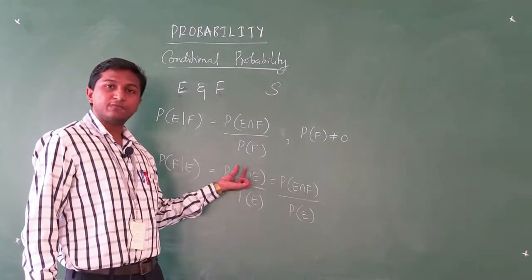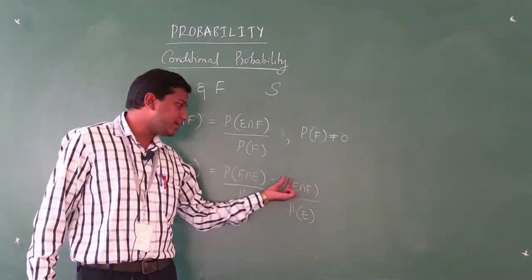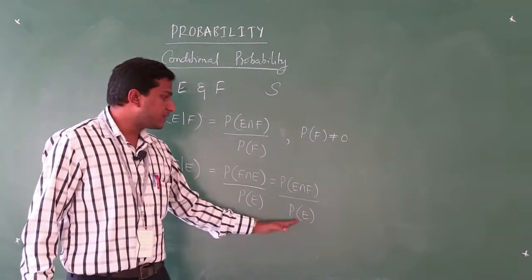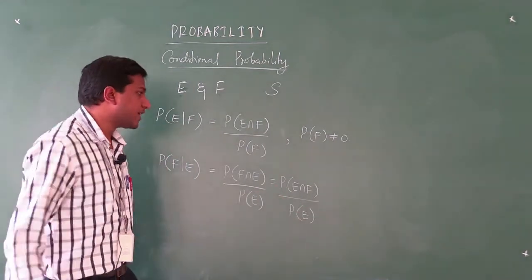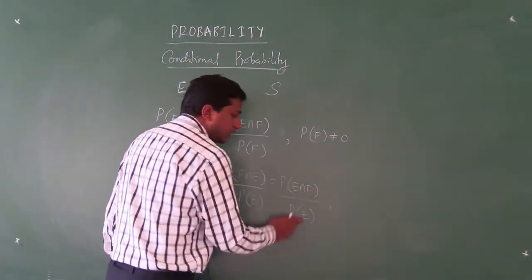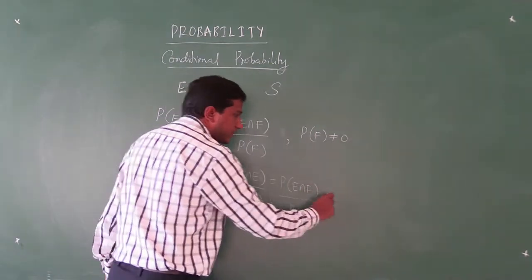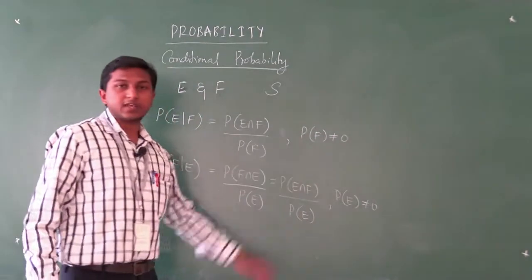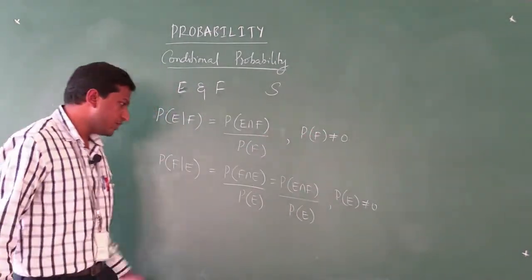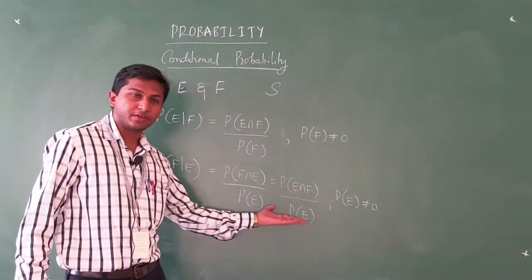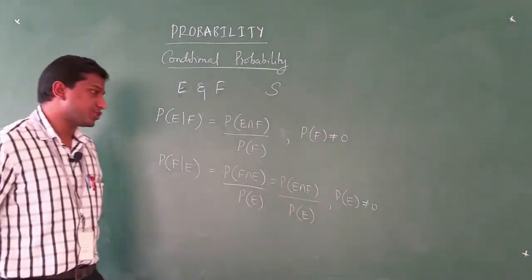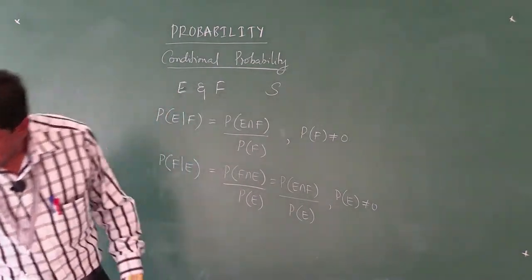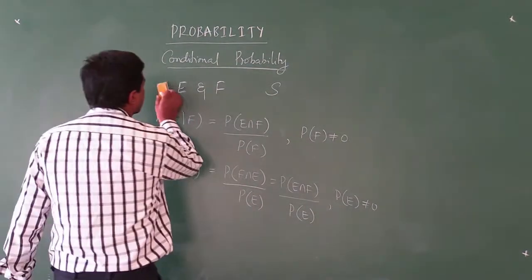Because the sets F intersection E and E intersection F are one and the same. In this expression, what exception are we going to make? The denominator, correct. P of E should not be equal to 0. In the earlier case, P of F should not be equal to 0. Since P of E is in the denominator here, we have to write the condition P of E cannot be equal to 0. This is about conditional probability.